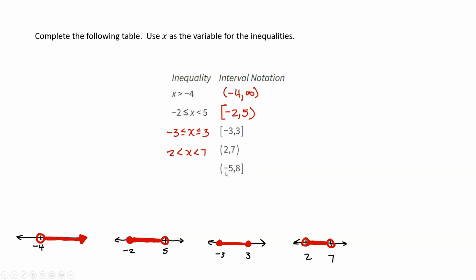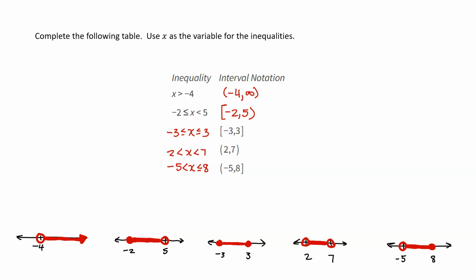In this last one, parenthesis -5, comma 8 bracket. On a number line, you'd see an open dot at -5, a closed dot at 8, and the region between them shaded, which means you would have -5 is less than x, which is less than or equal to 8.